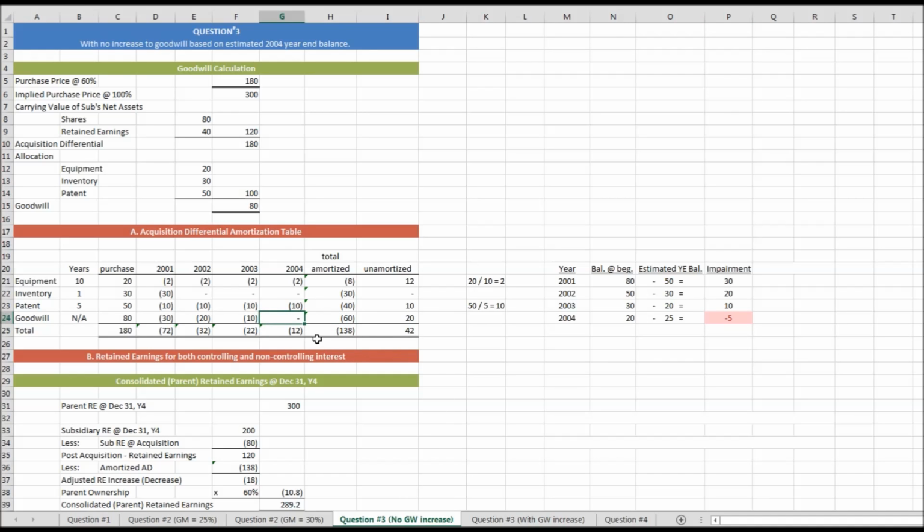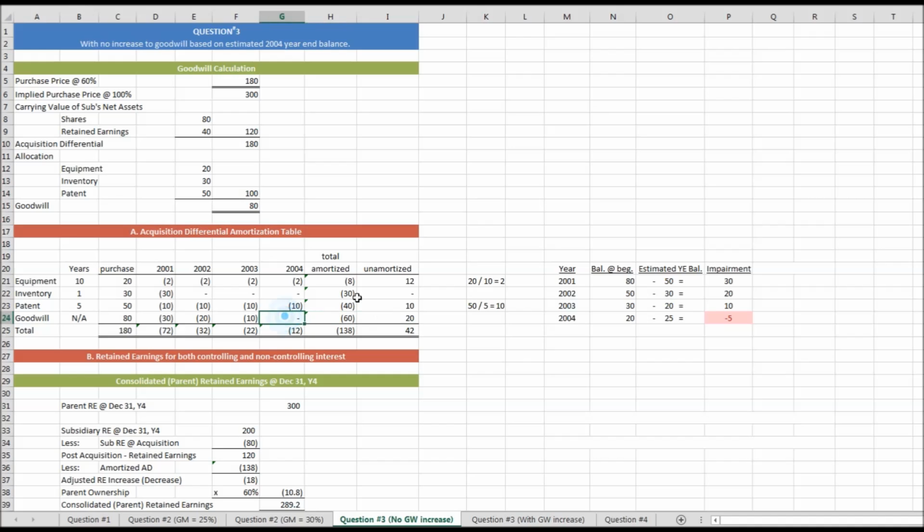And if there's a gain in the following year, same thing would happen. So the 2004 goodwill impairment, there was none. And our total impairment at the year end 2004, simply adding these up, gives us 60. If we subtract that from our goodwill acquisition, we have unamortized goodwill, or unimpaired goodwill, of $20 right there.